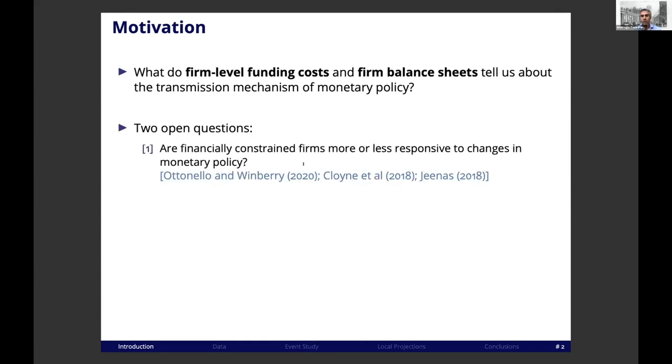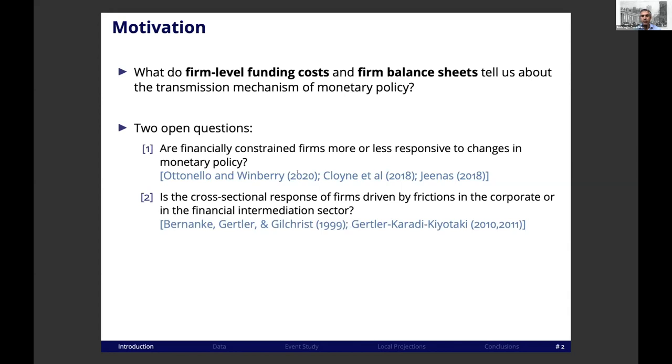Now, we're going to focus on two specific questions. The first one is the following: are financially constrained firms more or less responsive to changes in monetary policy? Those of you who are familiar with this literature would know that the answer to this question is theoretically ambiguous, as there are different transmission mechanisms that push in different directions. But maybe more interestingly, the empirical literature also has not settled on a definite answer to this question, as different studies have found very different answers, and I'm citing some of these studies here on these slides.